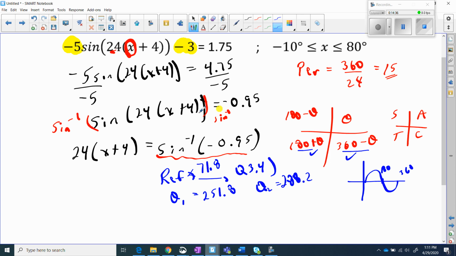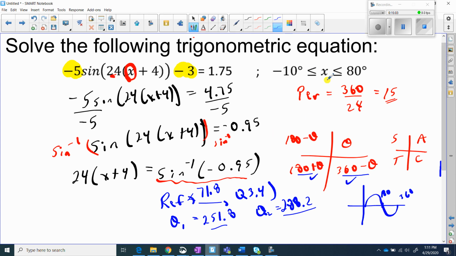Now, what I'm going to do is go, so these are the two possible values for this right side of the equation. So instead of inverse sine of negative 0.95, I'm saying that this angle on the right side could be this, or it could be this, because there's two possibilities. And then I kind of jumped over this, but we're restricted here in the beginning that we're only going to accept answers for x that are somewhere between -10 and 80. Now we'll see how that plays out here in a moment.